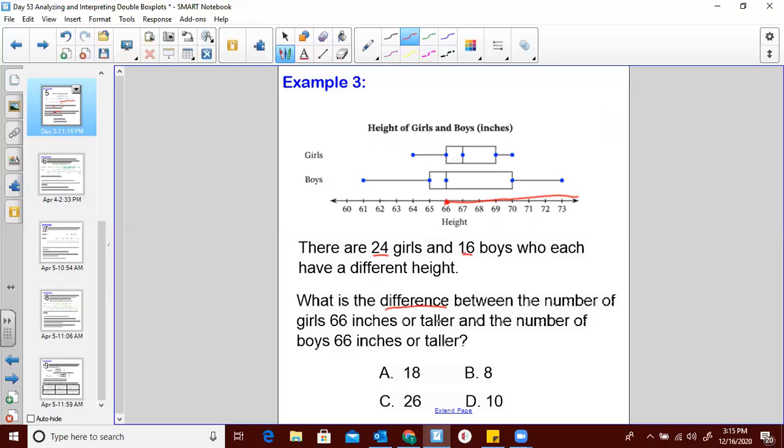Okie dokie. So I have 24 girls. If I have 24 girls and I still need to divide this number by 4, I get 6. That means in each section for girls, there are 6 girls. But when I come to boys, I have 16. Well, same concept. It just happens to be a separate box plot. So 16 divided by 4 will give me 4. And again, that'll be 4 on each section: 4 on the whisker, 4 on the first half of the box, 4 on the second whisker.